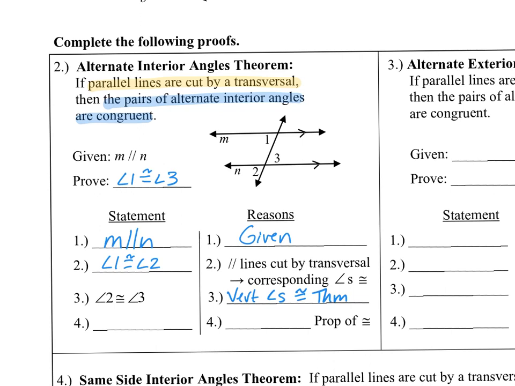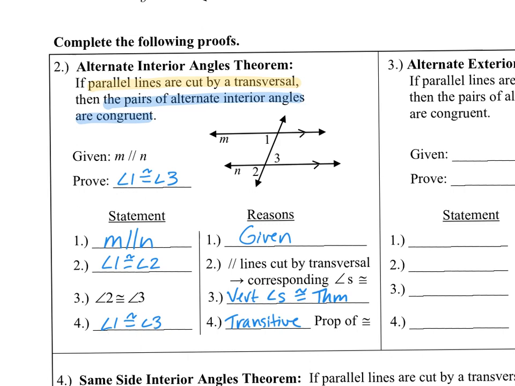So now if you look at steps 2 and 3 together, we have that angle 1 is congruent to angle 2, and angle 2 is congruent to angle 3. So therefore, we can say that angle 1 is congruent to angle 3 because we have a property of congruence that backs that up. It's called the transitive property of congruence, okay, that says if a first angle is congruent to a second and that second is congruent to the third, then the first is congruent to the third, okay?